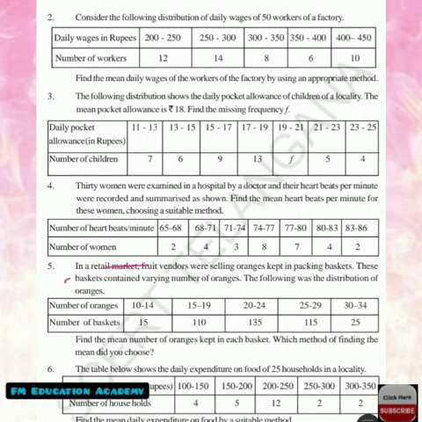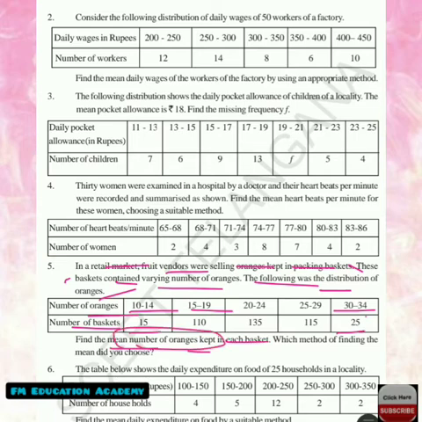Fifth question. In the retail market, fruit vendors were selling oranges kept in packing baskets. These baskets contained varying numbers of oranges. The following was the distribution of oranges. Number of oranges, that is class interval, is given till 34. Number of baskets, 15, is given till 25. Find the mean number of oranges kept in each basket. So I have to find the mean number of oranges.